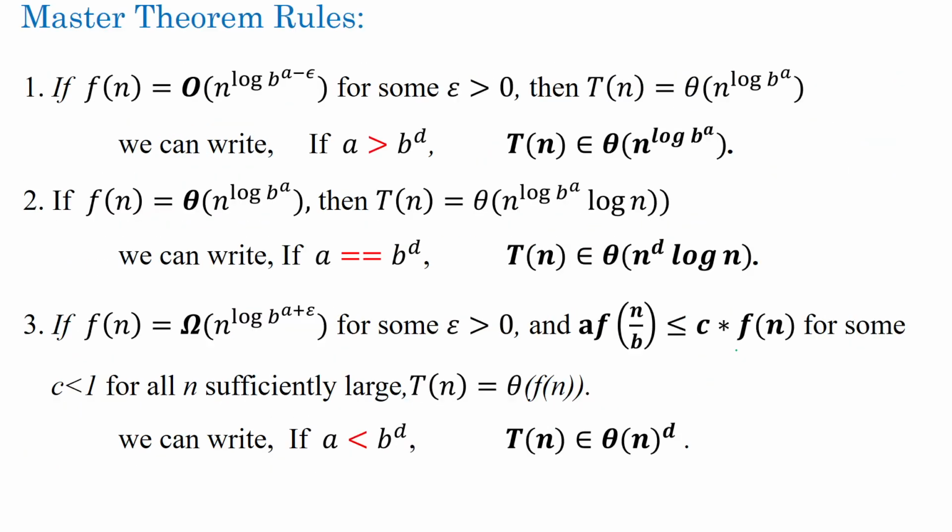Okay, so now based on that we can define three rules in the master theorem. If f of n equals big O of n to the power log base b of a minus epsilon, where a is the number of subproblems, then for some epsilon greater than 0 we can define T of n as big theta of n to the power log base b of a. This is rule number 1.